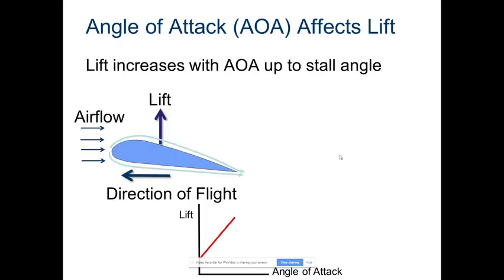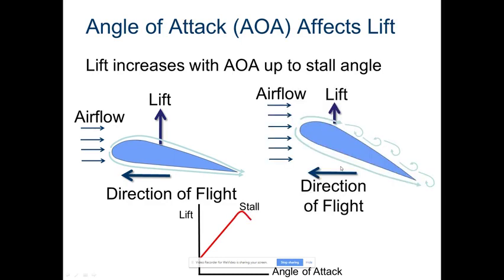Angle of attack. Angle of attack is the angle at which the airfoil is hitting the air. Lift increases with the angle of attack up to a stall angle. If you have this flying at zero, you'll have less lift, but if you put it at more of an angle of attack, you'll be creating more lift up to a point. Once you get up to that stall point, this up here becomes turbulent, so you've lost all efficiency in your airfoil. Therefore, you're not creating lift anymore, and then the aircraft will fall.